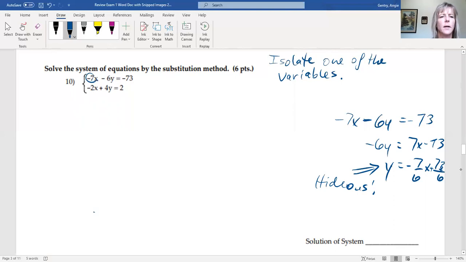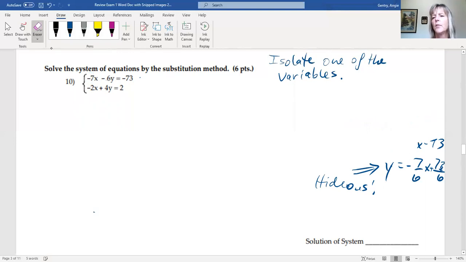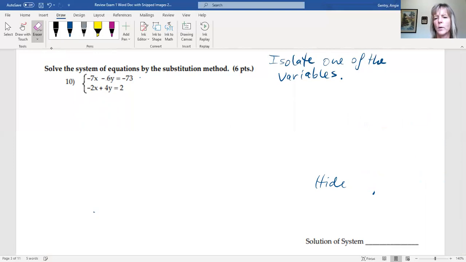If you isolate this guy, you have the same problem. You're going to bring the 6y over and divide by 7. Still really ugly. So let me get my big eraser and get rid of this mess. The other equation is the one you want to work with. And then I have a bunch of students, even today, after I talked about it last week, who chose to isolate this y. I'm not against it, but think about it. If you want to isolate this y, you're going to bring 2x over, and then you have to turn around and divide by 4. That gives you a fraction of 2/4, which is a half.